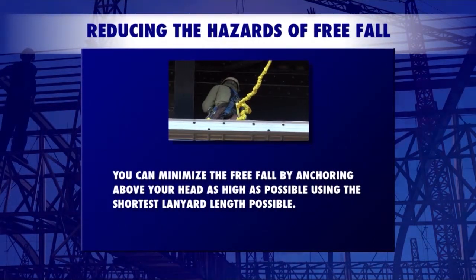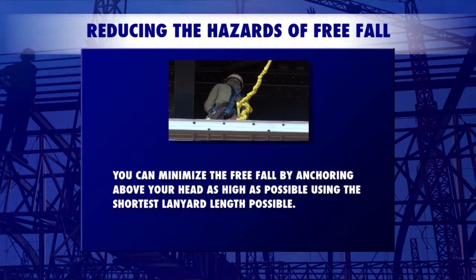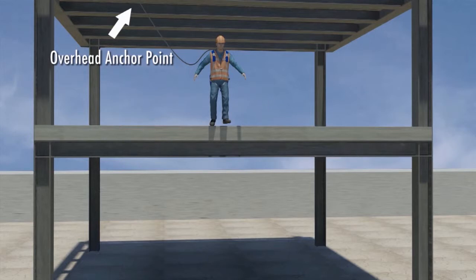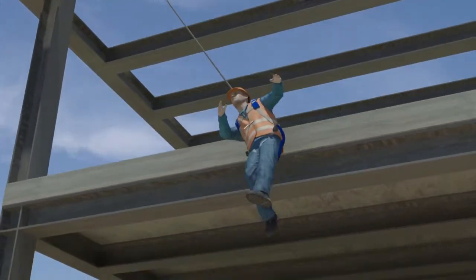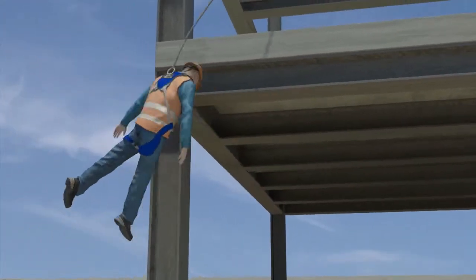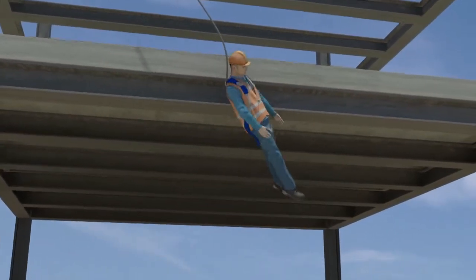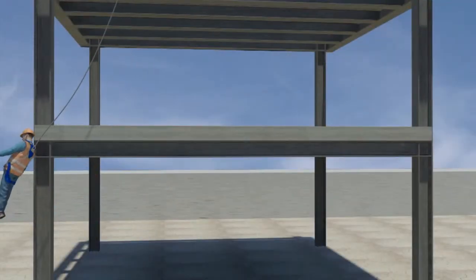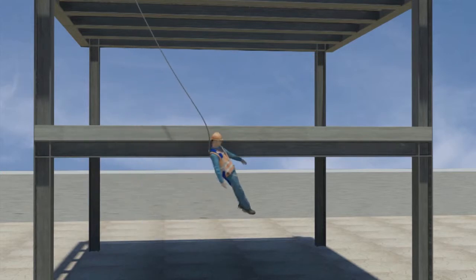You can minimize the free fall by anchoring above your head as high as possible, using the shortest lanyard length possible. In this demonstration, a worker is connected to an anchor point above his head, but he has positioned himself off to the side of the anchor point and accidentally slips off the edge of the work area. His fall arrest system stopped his fall. However, due to the angle, his fall caused him to swing like a pendulum. In this situation, the fallen worker only needs to be rescued because he didn't strike anything on the way down.